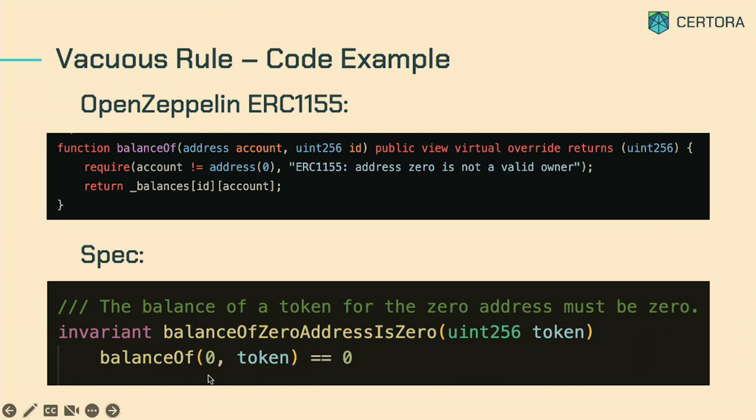When we say something like that, we basically send in to the function the address zero, the account zero, and then the require says, okay, is the account that you send me the address zero? Because it is, because we send it right here, it reverts for every run of this invariant.